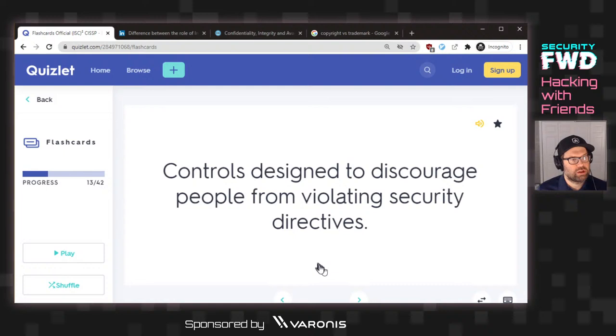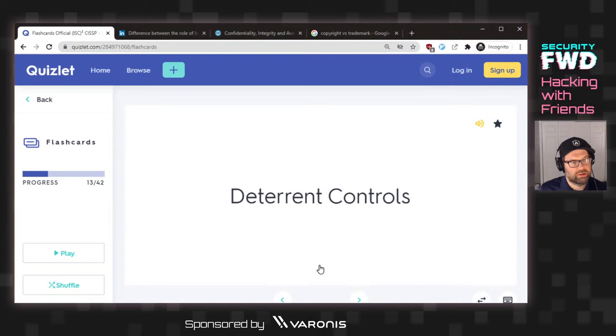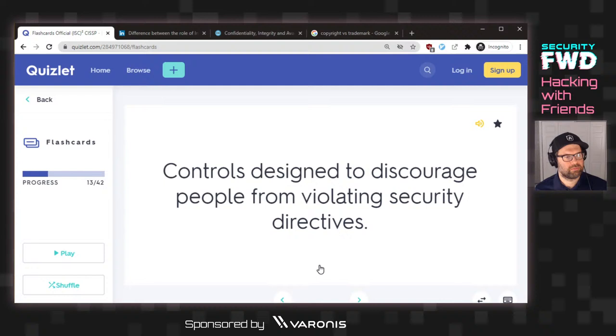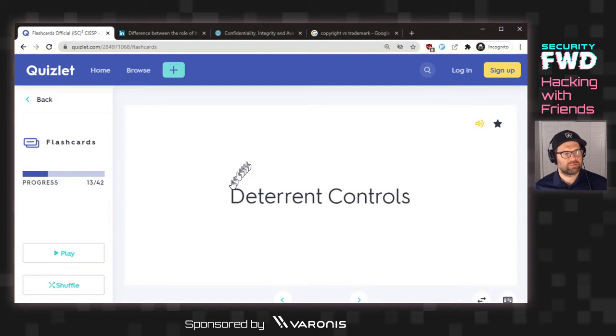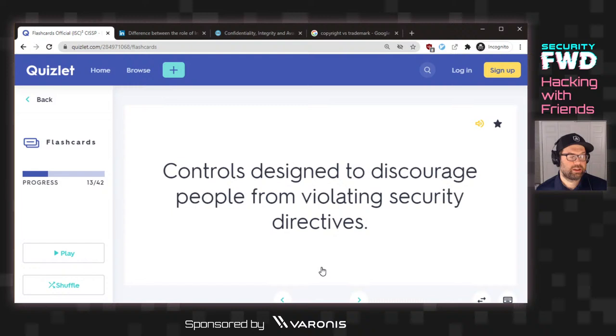Okay. Controls designed to discourage people from violating security directives. Scary controls. Designed to discourage people. I'm not sure. Deterrent. Well, certainly that is what a deterrent is. I just don't use the word deterrent a lot in everyday talk, only like nuclear arms talks or something. Though I guess if I was working at the UN and wanted to discourage people from violating security directives, I would call it a deterrent. So, okay.